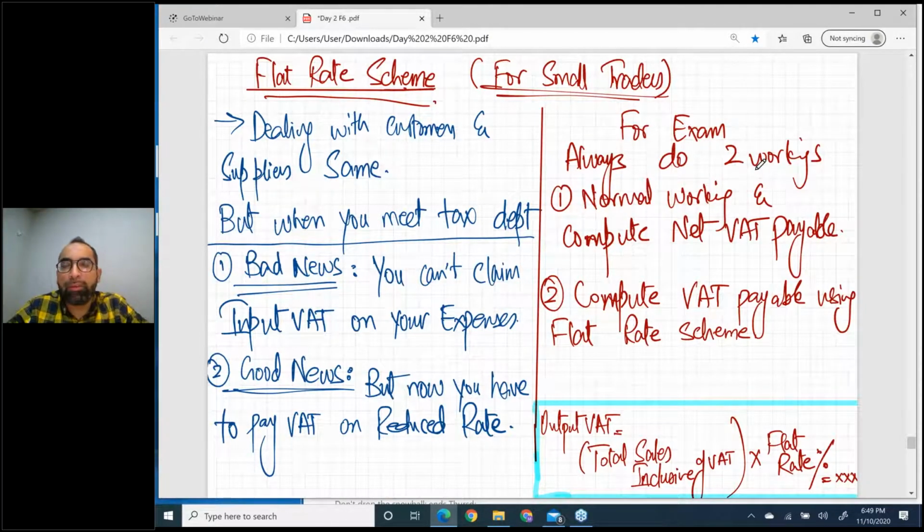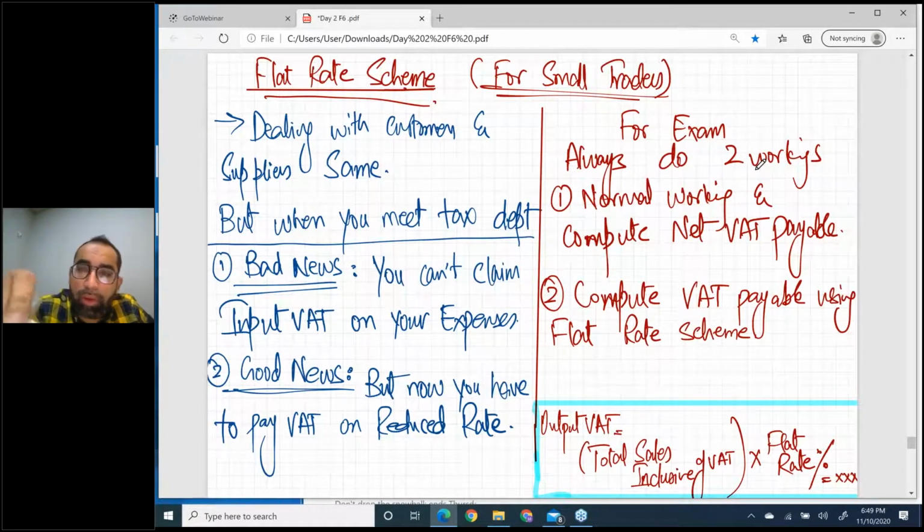Now, for the exam, always do two workings. Whenever you see a practical question on the flat rate scheme, the question sometimes comes with a planning area. They ask you whether the flat rate scheme is beneficial or not. So what you do, you read these steps.